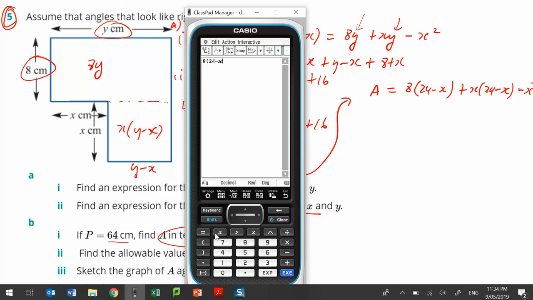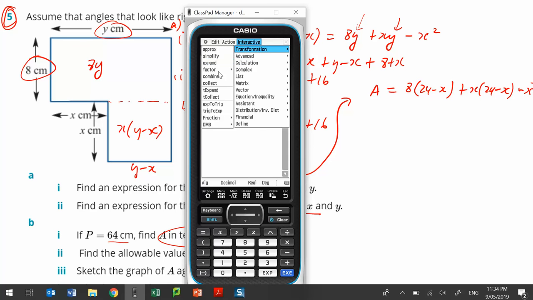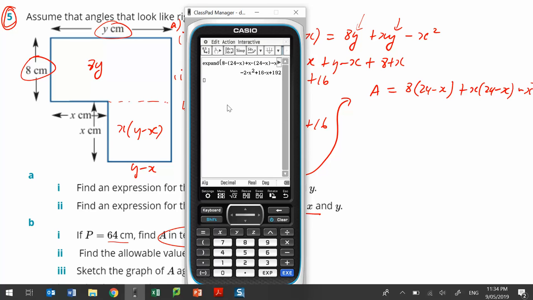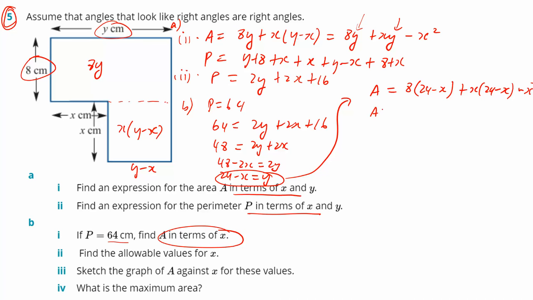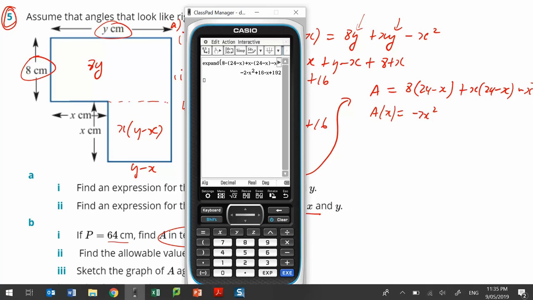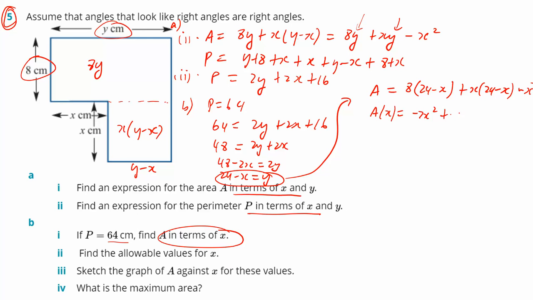8(24 minus x) plus x(24 minus x) minus x squared. Okay, so what I'm going to do is go interactive, transformation, expand. So I get negative 2x squared plus 16x plus 192. So area, I'll call it A of x, equals negative 2x squared plus 16x plus 192. Okay, so we've got the expression for area.